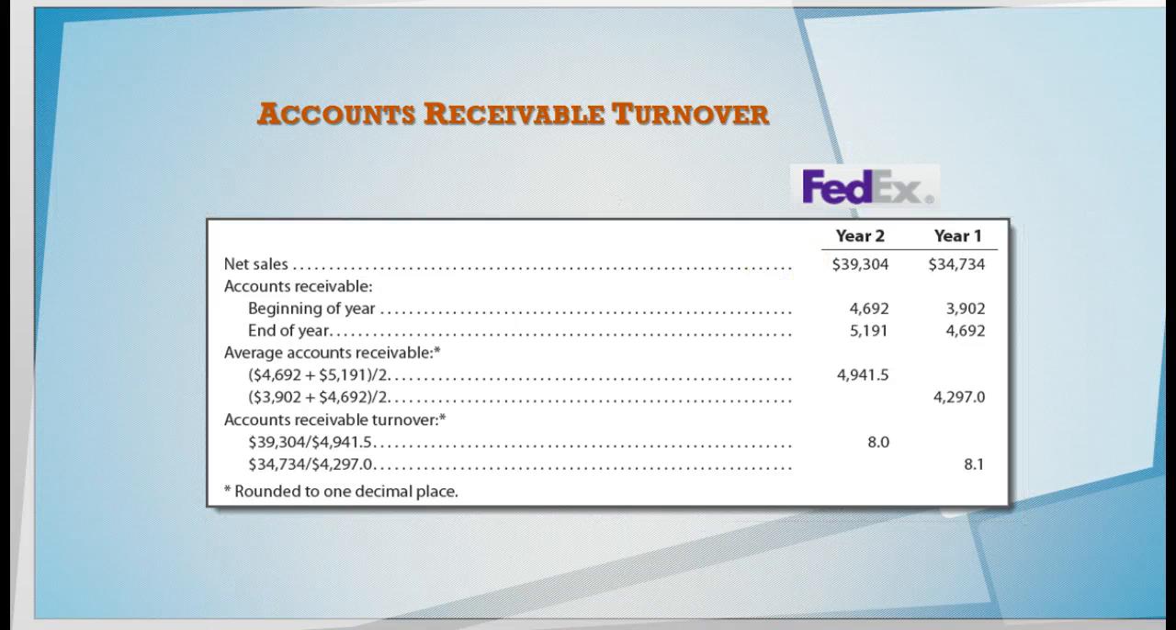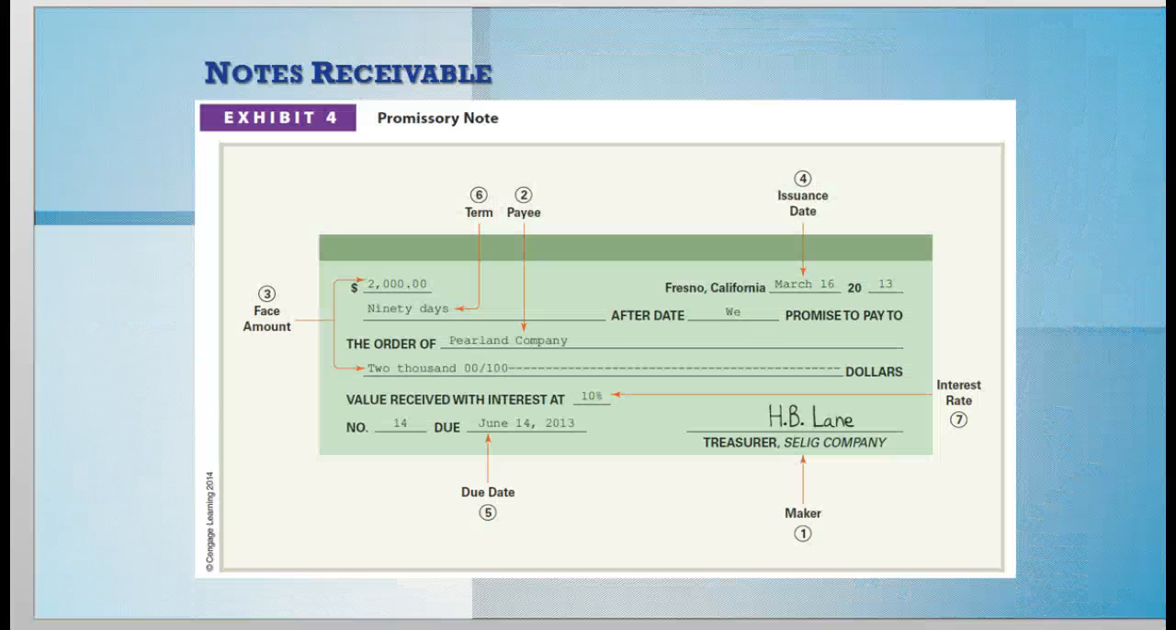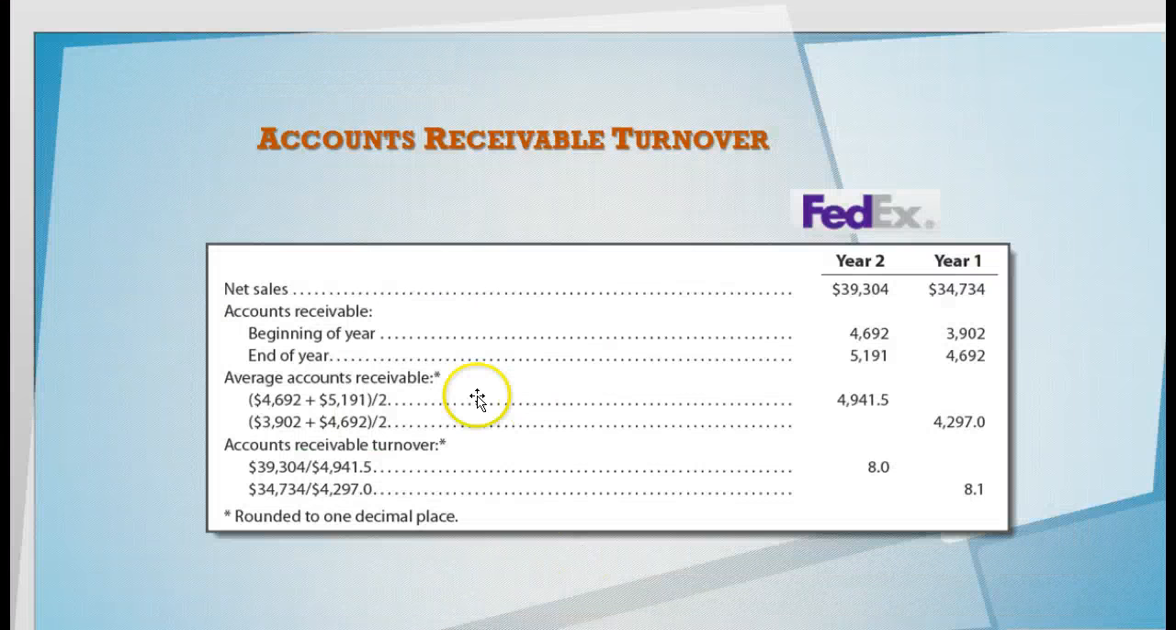So as you go through and we look at accounts receivable, we're going to look at 2 things in this chapter. 1, how to do the direct write-off and how to do the allowance method. And 2 is how to calculate how much interest is going to be on this note. How much interest are they going to get for this note? So that's where we're headed with accounts receivable or receivables in general.